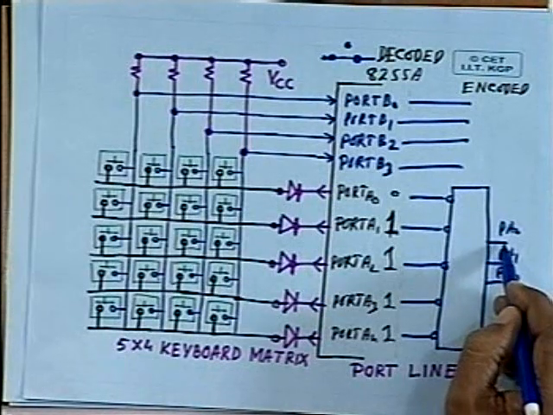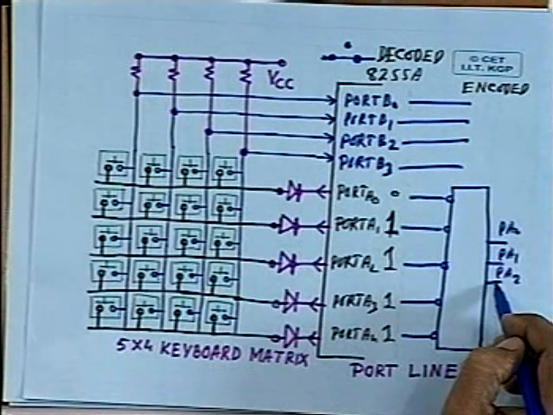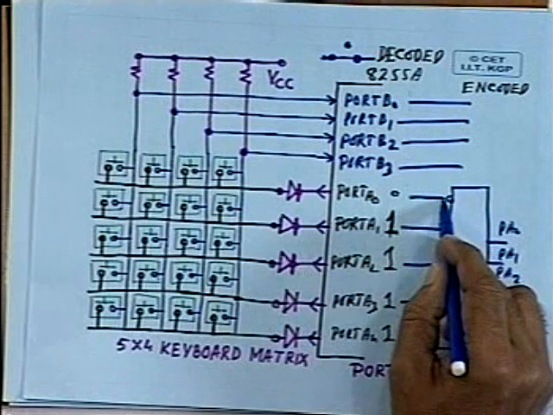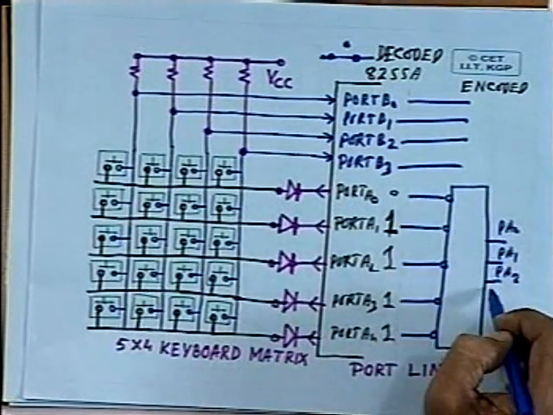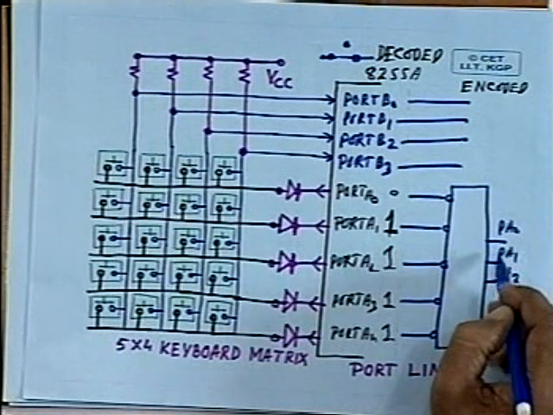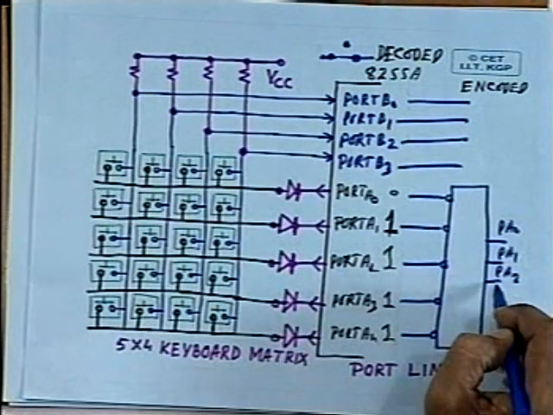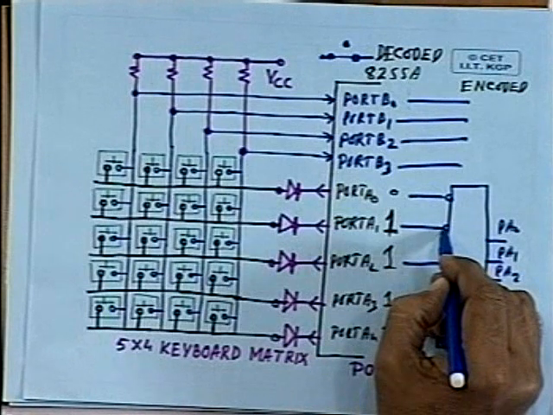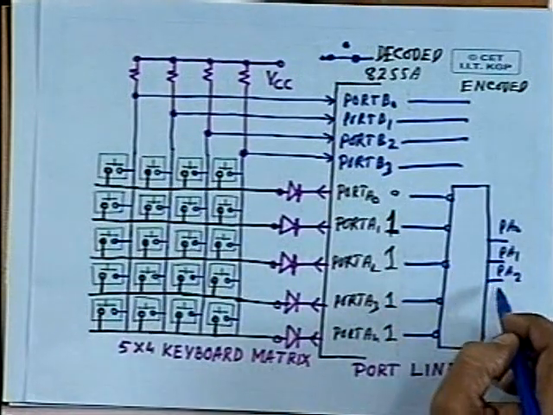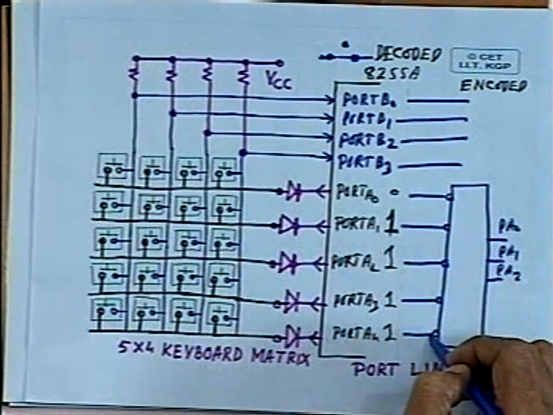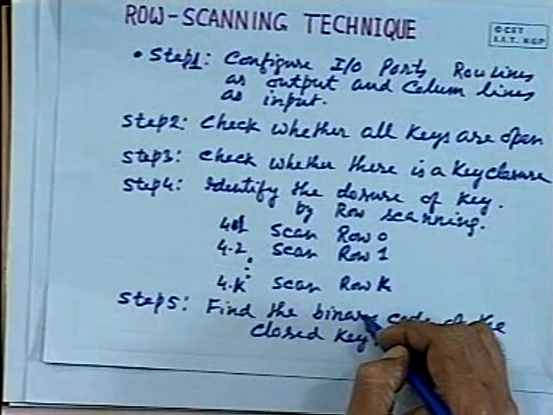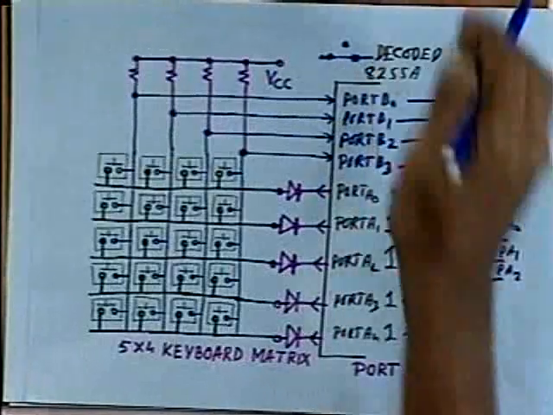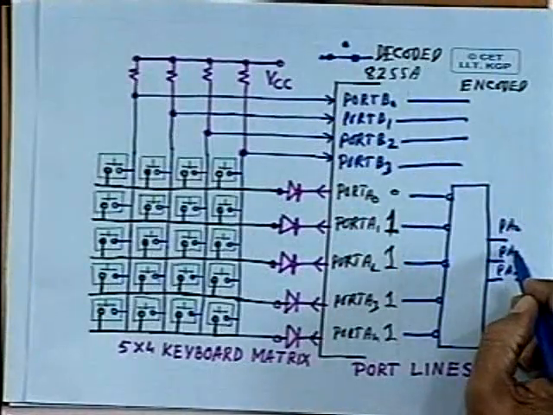So as you generate 000, as you know, in the case of a decoder, this is a 3 to 8 decoder. This line will become 0 if this input is 000. And if it is 001, then this line will be 0. And in this way, you can generate the same output as you require in the case of your row scanning, in the same manner. But you require a lesser number of port lines.